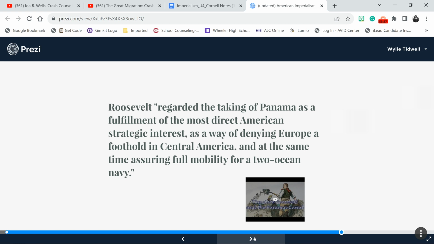Roosevelt regarded taking Panama as a fulfillment of the most direct of American strategies, because the idea is that if we take Panama, we can make a connection between the Atlantic Ocean and the Pacific Ocean. That's the biggest thing. It was also a way of denying Europe a foothold in Central America, while assuring the mobility of the two-ocean navy. So prior to the Panama Canal, you would have to go all the way around South America to come back up. Is that clear?